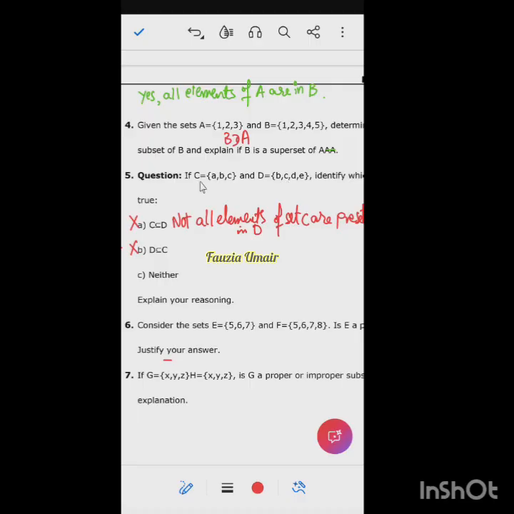So why is D not a subset of C? Because all elements of D are not present in C. That's right, because D is a bigger set. You can just write down like this also: there are 4 elements in set D and 3 elements in C.